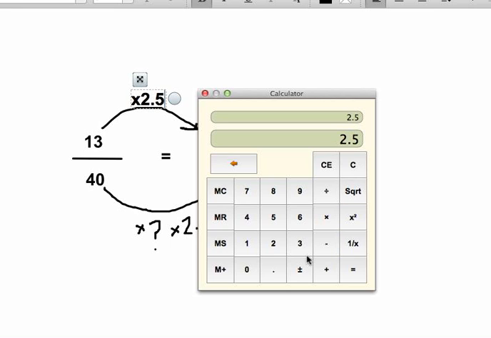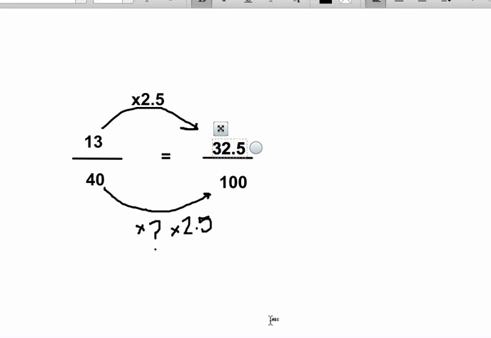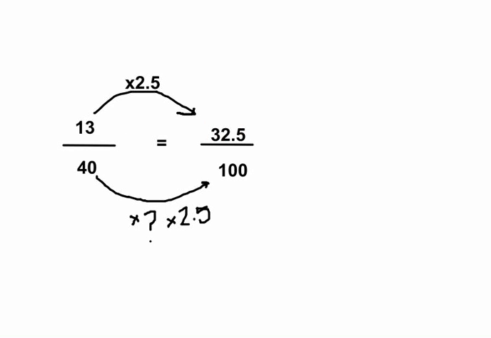2.5 times 13, and that equals 32.5, which makes me wonder if I did something wrong on the last one. Oh no, that's exactly what we got on the last one. We got 32.5 as well. Remember, we had 3.25. So you can see there's a different method, two different methods to do this. Find one that you're most comfortable with as you're trying to find your fractions as percents.